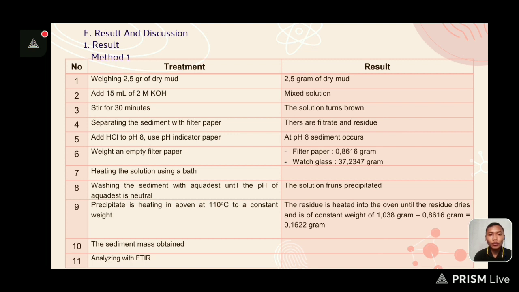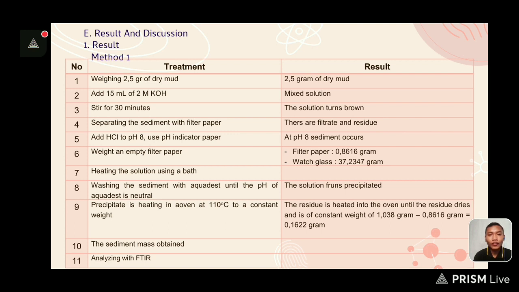Add HCl to pH 8, using pH indicator paper. Result: at pH 8 a sediment occurs. Weigh the empty filter paper. Result: filter paper 0.816 gram. Watch glass 87.347 gram. Heating the solution using a water bath. Wash the sediment with aqueous solution until the pH is neutral. Result: the solution forms a precipitate.